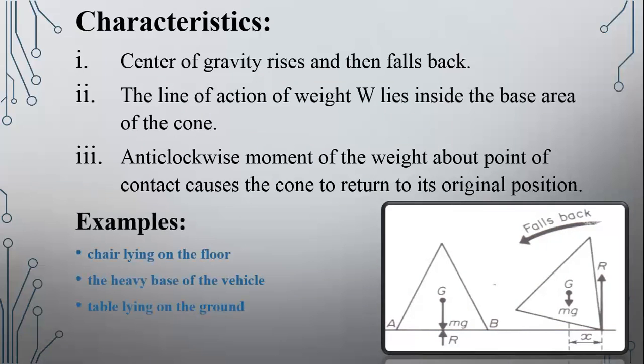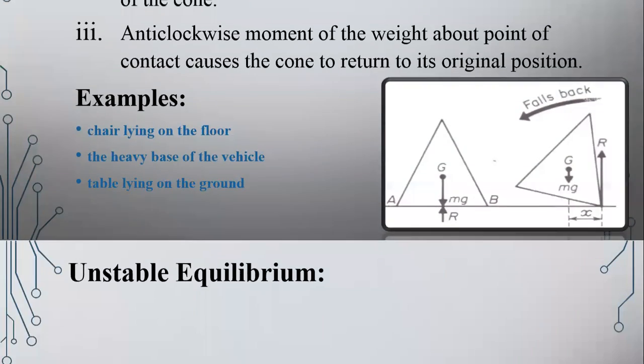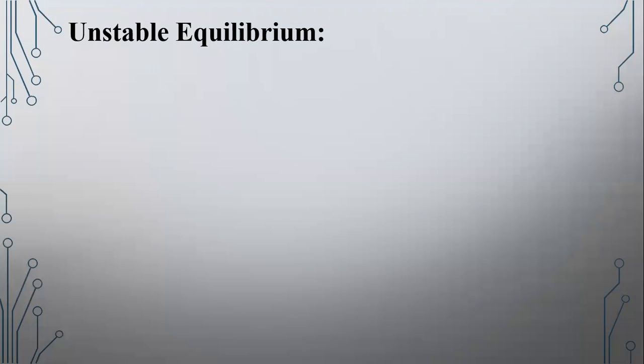So other examples of stable equilibrium are chair lying on the floor, the heavy base of the vehicle, and the table lying on the ground. So these are other examples of stable equilibrium. Second type, which is unstable equilibrium. This is second state of equilibrium called unstable.